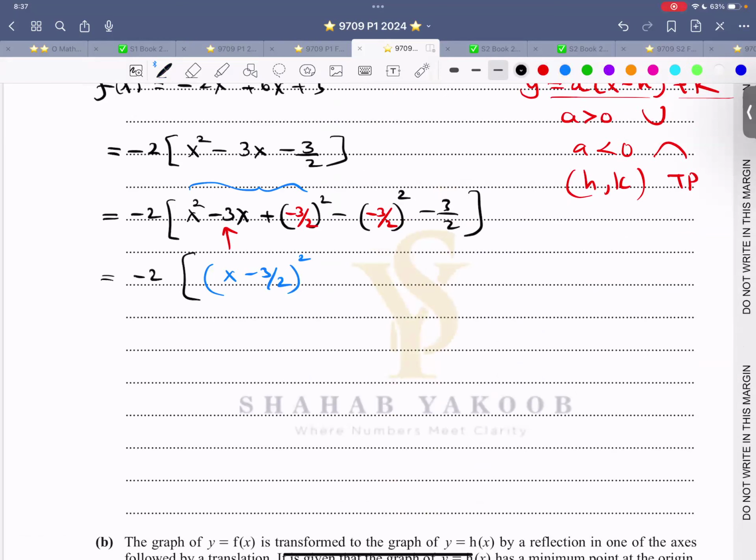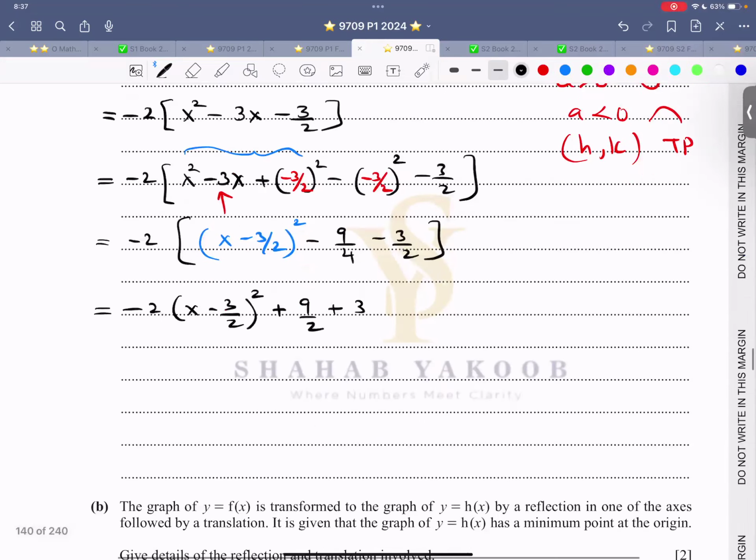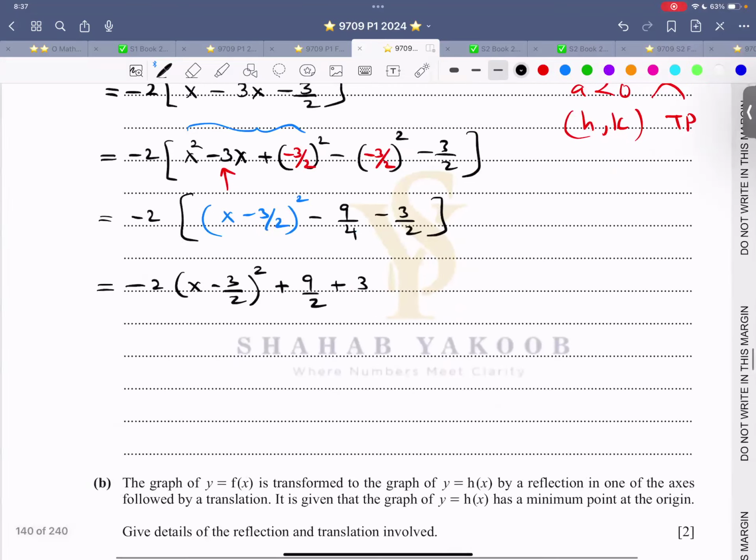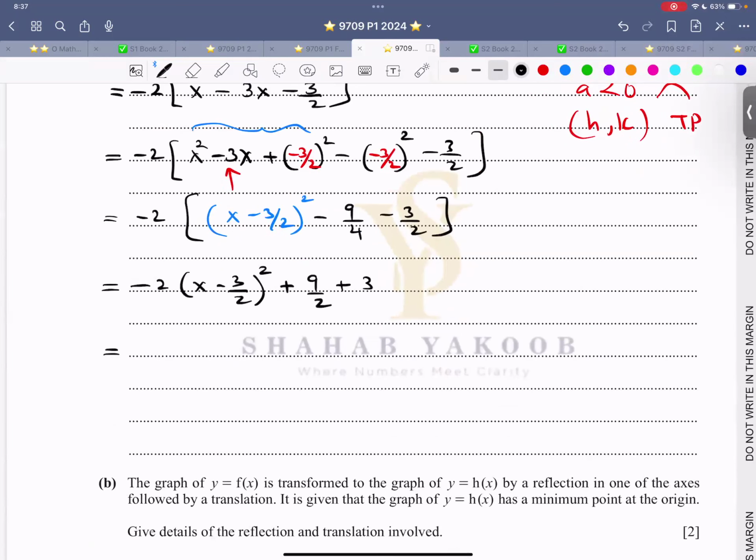Again, negative 2 on the outside. This is minus, 3 over 2 whole squared is 9 over 4. And this is minus 3 over 2. Open this up. Negative 2 (x minus 3 over 2) whole squared, minus 9 over 2. And this 2 cancels. This is plus, and this is also plus. So 4.5 plus 3 is 7.5. 7.5 is 15 over 2. Minus 2 (x minus 3 over 2) whole squared plus 15 over 2.